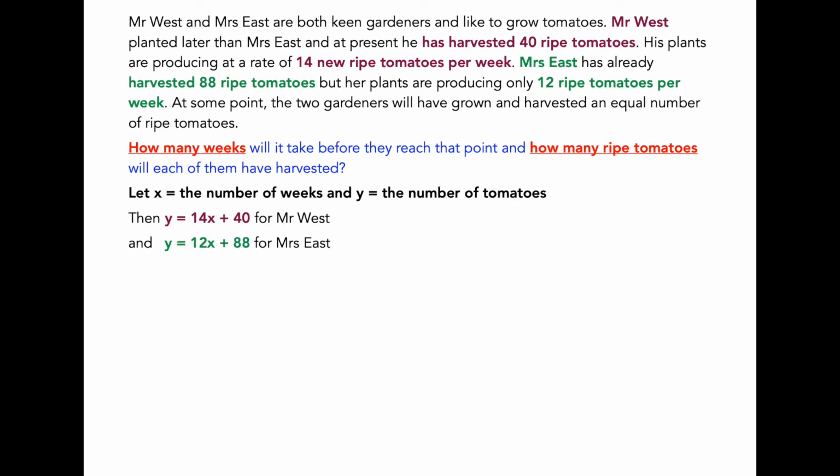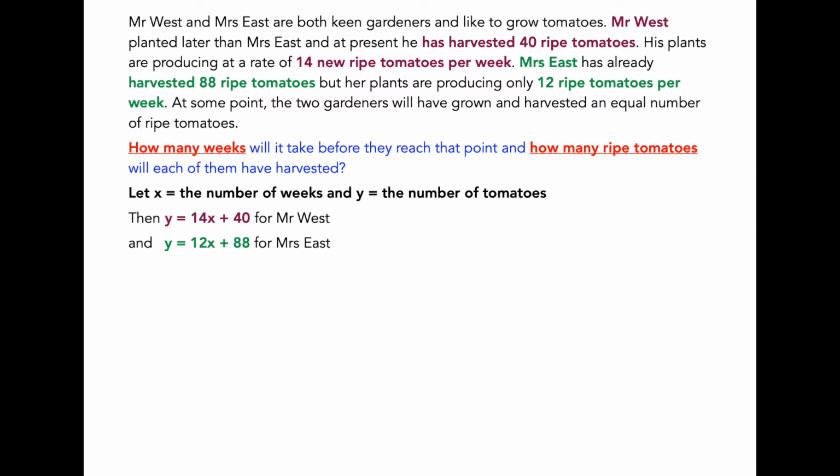The paragraph tells us that Mr. West's plants produce at a rate of 14 new ripe tomatoes every week. He already has harvested 40 ripe tomatoes. So the total number of tomatoes he's going to have at the end of the number of weeks, the number of tomatoes y will equal 14 times the number of weeks plus 40. So there's our first equation, y equals 14x plus 40.